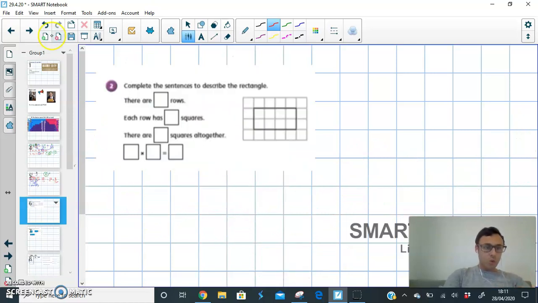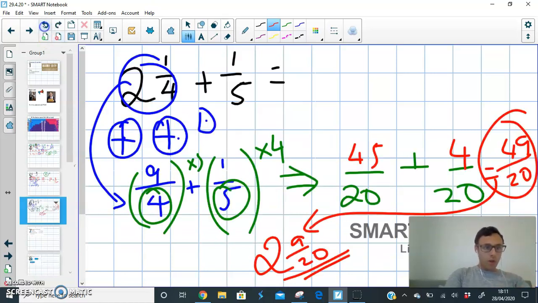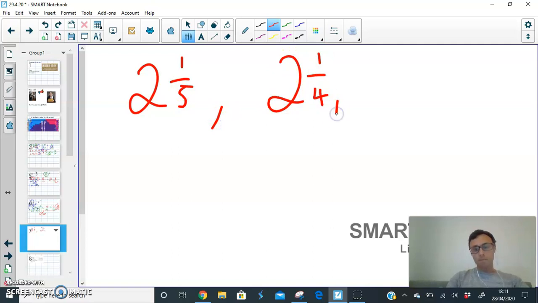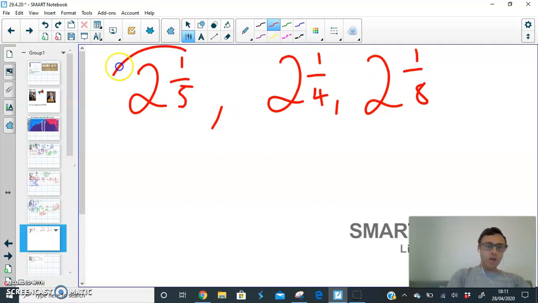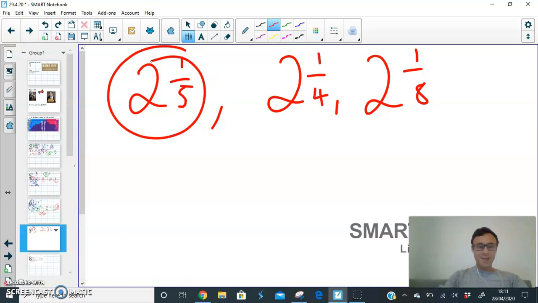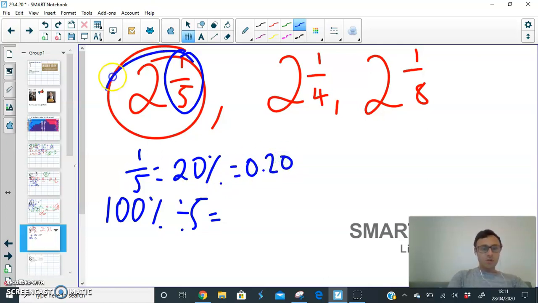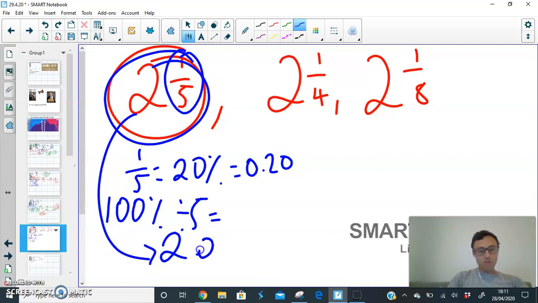Now, some of you are also struggling with questions like this, when we're ordering with your homework. Can I just remind you, the easiest way is to convert it to a decimal. So first of all, talk about the fraction 1/5. What's 1/5 as a decimal? Well, it's 100% split into 5 groups. So that would be 20%, which is the same as 0.20. So this 2 1/5 is 2.20.